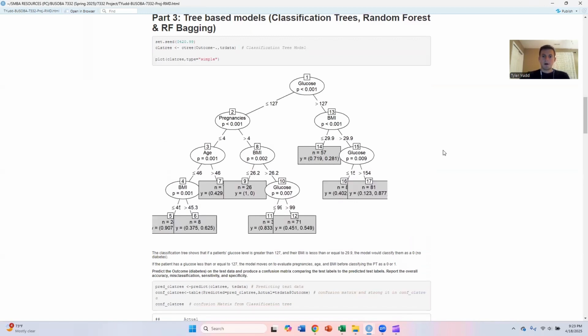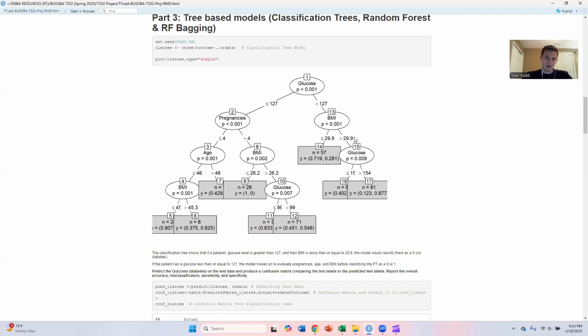I'm going to compile all of the models at the end, so I'm going to go right in now to the classification tree. Starting with the diagram, you can see here that the way the output shows is that if a patient's glucose is greater than 127, then it moves on to the criteria of body mass index. From here, if their body mass index is less than or equal to 29.9, then the model is going to classify them as a no for having diabetes.